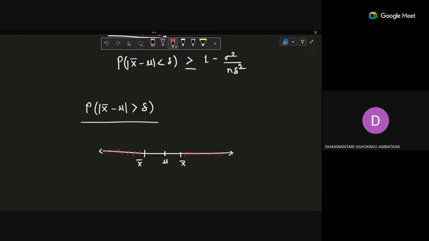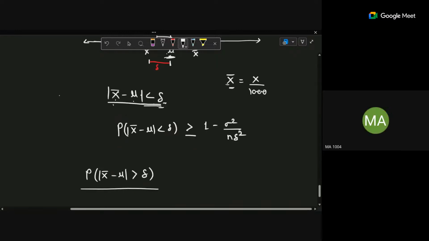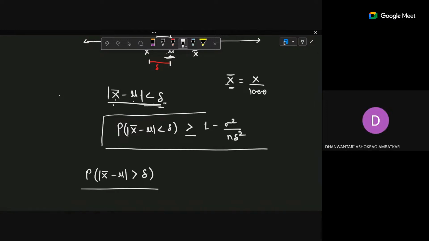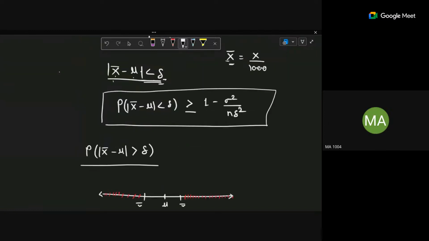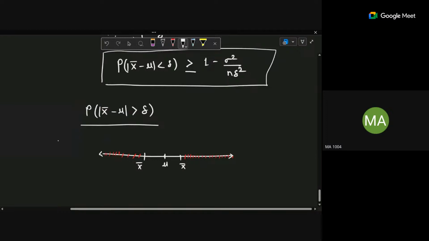That time we can use at least, right? Whenever you want less than delta, we have to calculate less than delta. This one, yes. Then we can say it should be at least 1 minus sigma square by n by delta square. Okay. And this was representing that your x bar is lying in this region.